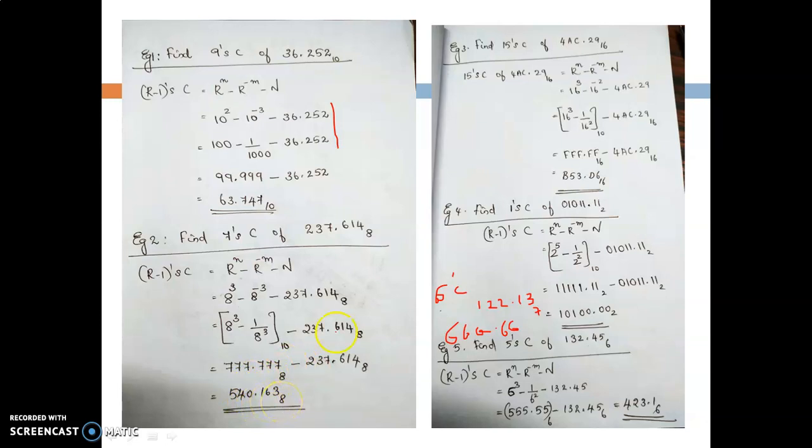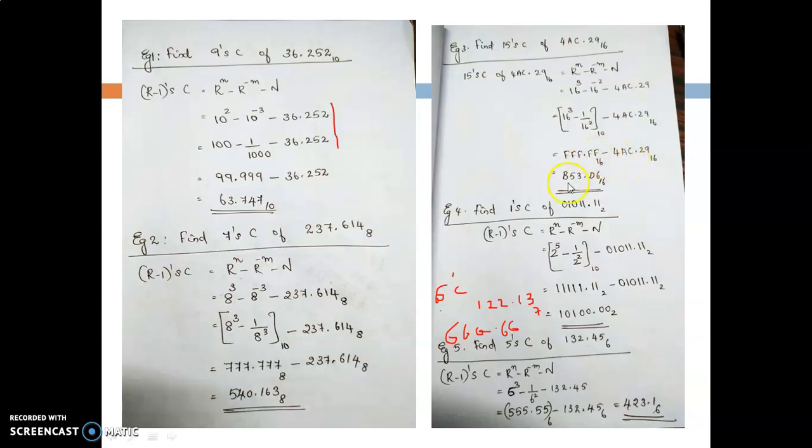Okay. And similarly, if you want to find out the 15's complement of 4AC.29 to the base 16, by applying the formula, what you're getting is (16^3 - 1)/16^2 to the base 10 minus 4AC.29 to the base 16. So this, when converted to hexadecimal, is FFF.FF minus 4AC.29. So it is B53.D6 to the base 16. Here also you are performing bigger number minus smaller number. This can be done using your direct subtraction method of the hexadecimal number system.